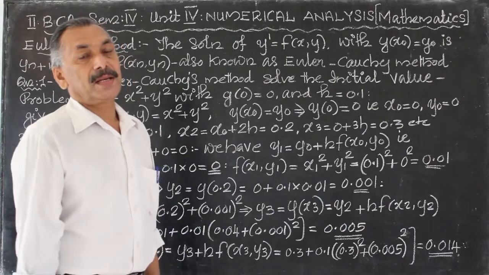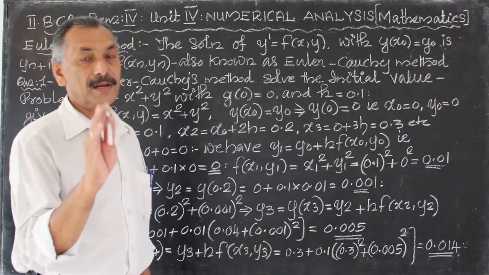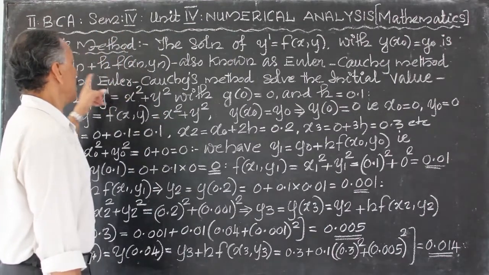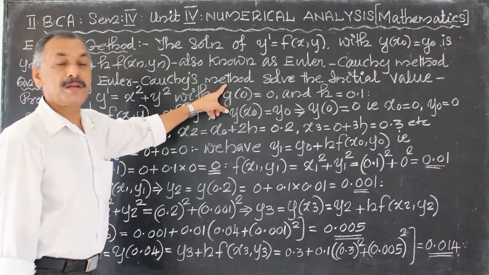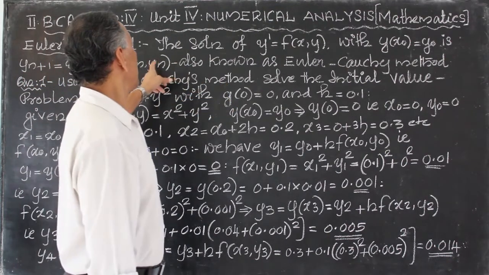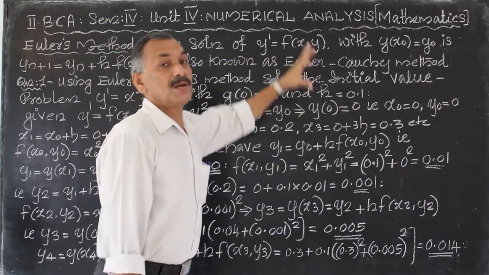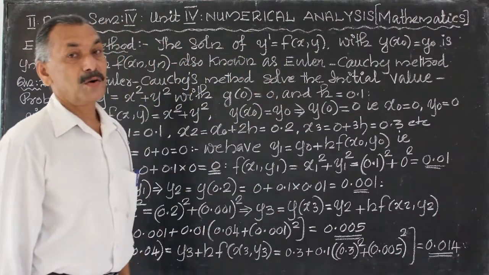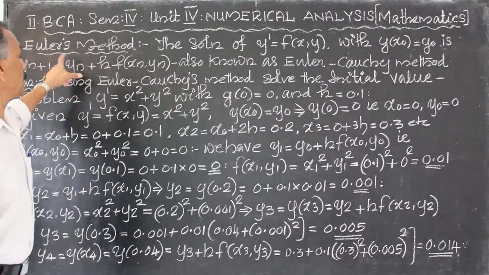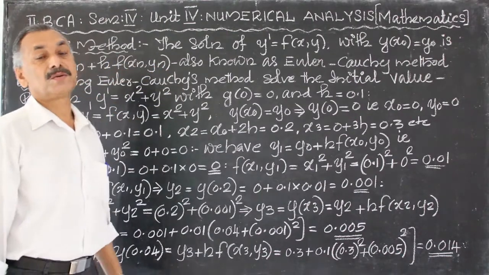Using Euler's method to solve a first order ordinary differential equation. Solve this using Euler-Cauchy's method. Euler's method is also known as Euler-Cauchy's method. In this method, the solution of the differential equation y' = f(x, y) with y(x0) = y0 is given by y1 = y0 + h f(x0, y0).